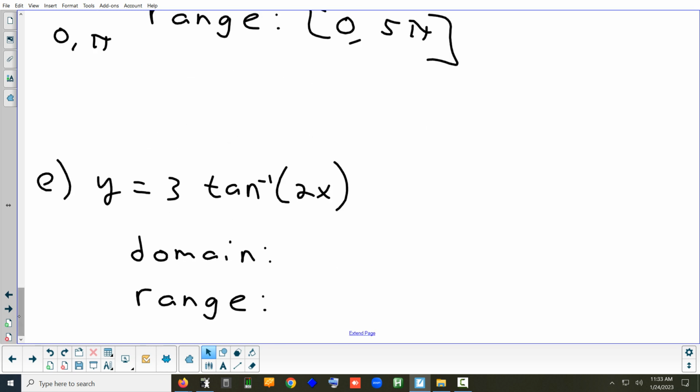And this one. Well, the domain of inverse tangent, you should be able to get that one right away. What's the domain of inverse tangent? It's always all real numbers. It doesn't matter how you stretch or shift it. It starts with all real numbers, it ends with all real numbers.